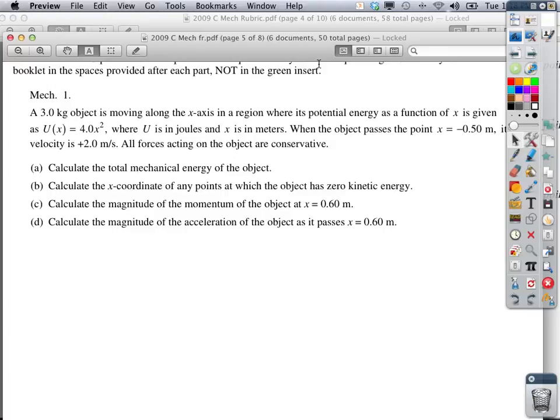Oh, so you're saying assume it's a spring, and then you could almost calculate k by using the potential energy, right? Saying this is equal to 1/2 kx squared.